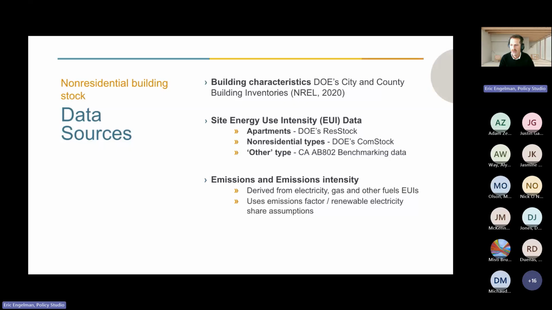And the site energy use intensity data, or the EUI data, comes from a couple different sources depending on the building type. So for apartments, we used the DOE's ResStock tool. And for non-residential building types, we used their ComStock tool. And for the miscellaneous type known as other, we used AB 802 benchmarking data, since that wasn't supported in either of those DOE tools. And we use that EUI data to extrapolate emissions and emissions intensity, using the EUIs for each of the different fuel types and applying emissions factors that are customizable in our assumptions area.